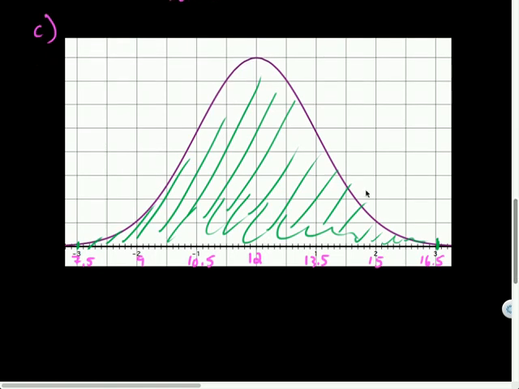Okay, so in this case, 16.5, if I wanted to figure out how many standard deviations that was, I could subtract the mean and then divide by sigma.